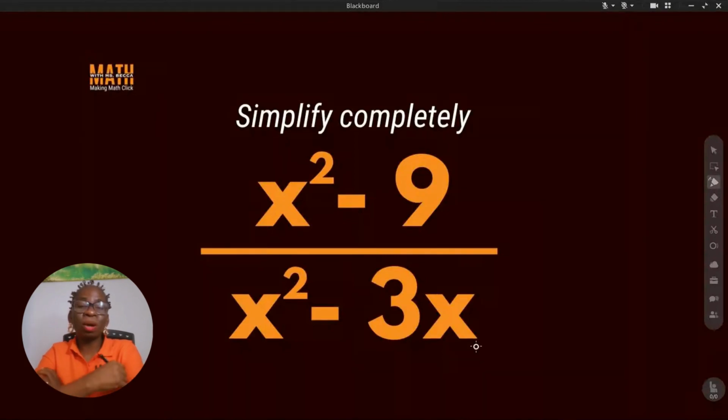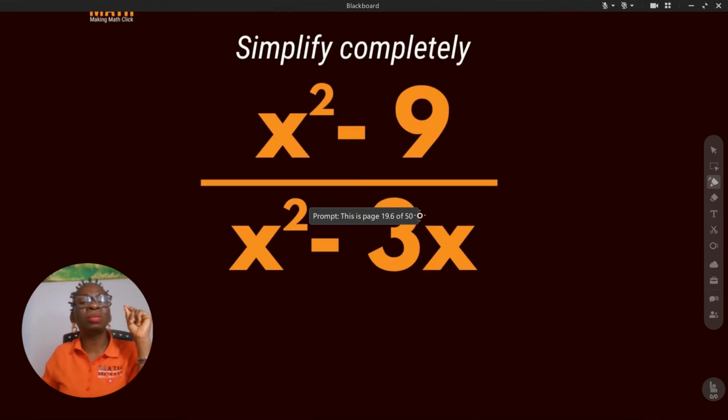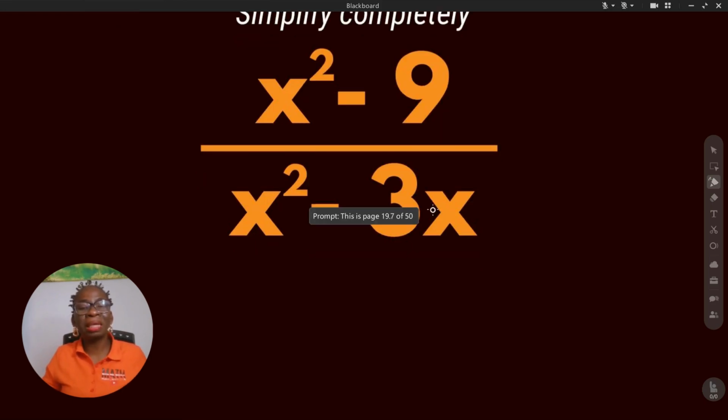We have to simplify completely (x squared minus 9) over (x squared minus 3x). The first question that you ask yourself is, how can I express the numerator in its simplest form, and how can I express the denominator in its simplest form? Once we express both numerator and denominator in their simplest form, then we will be able to simplify completely.